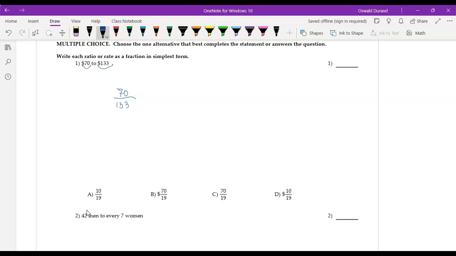So I believe it has to be 7, right? So if it's divisible by, well, it could be something else. But I believe if you divide 70 by 7, and the same thing with the 133, we should get, let's see. So 133 divided by 7 should give us 19. 70 divided by 7 is 10. So it's 10 over 19. Okay. All right. So let's do the same thing for the next one.